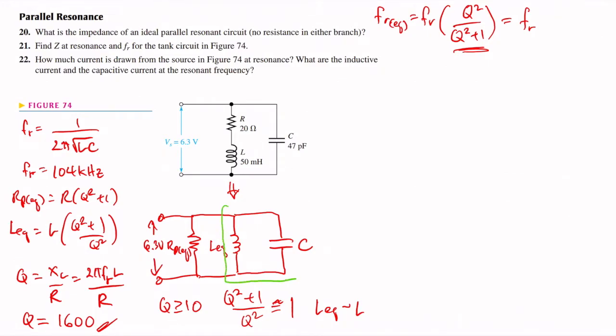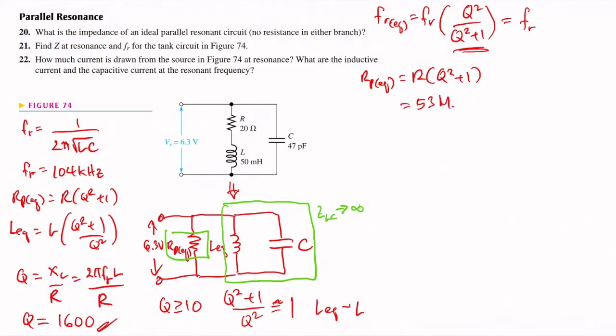This tank circuit at resonance has an infinite impedance. Now the equivalent resistance has a finite value. The value of that is just equal to R times Q squared plus 1. We know what R is. R is 20 ohms and Q is 1600. So if we plug all that in, we get our Rpeq to be equal to 53 megaohms.